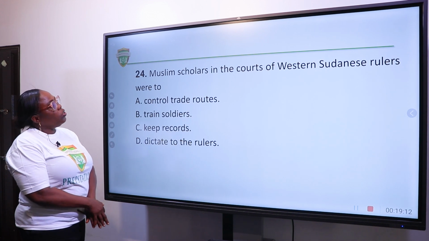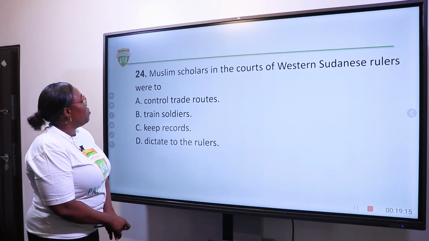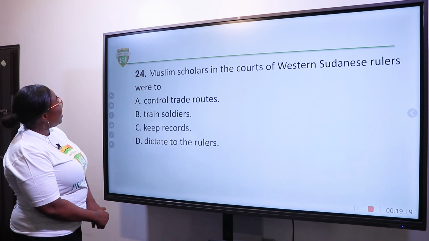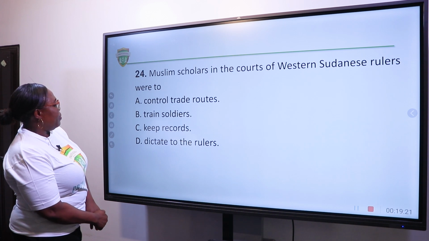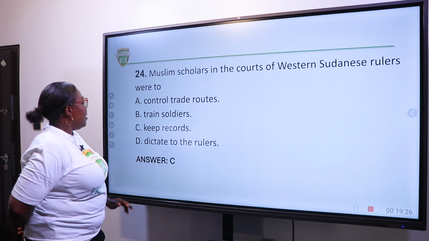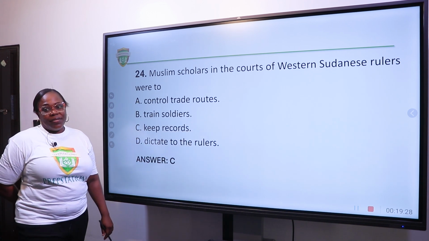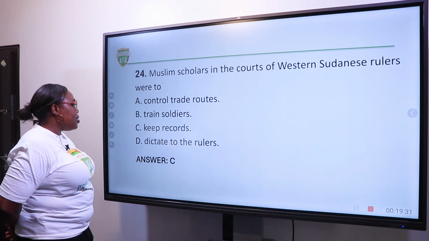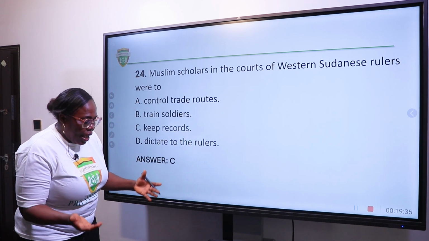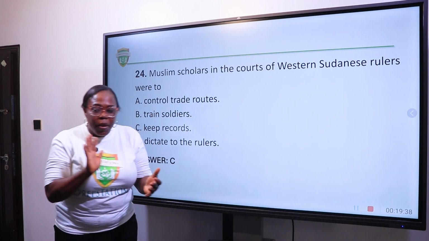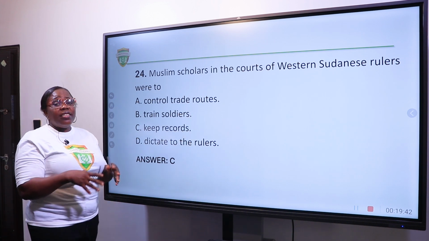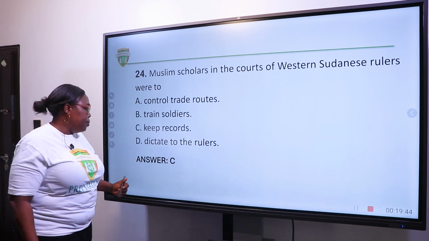Muslim scholars in the court of Western Sudanese rulers were to dash. Muslim scholars. Okay, let's see. C, keep records. That is the answer. That was some of the way where they kept Islamic books, Islamic pamphlets, records, and all that. So these are some of the things that helped in the spread of Islam.